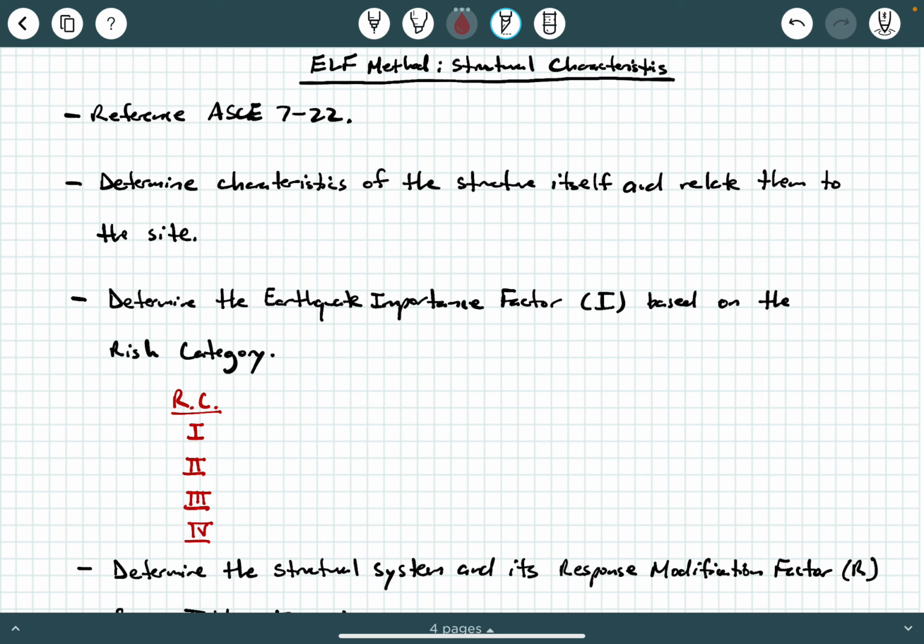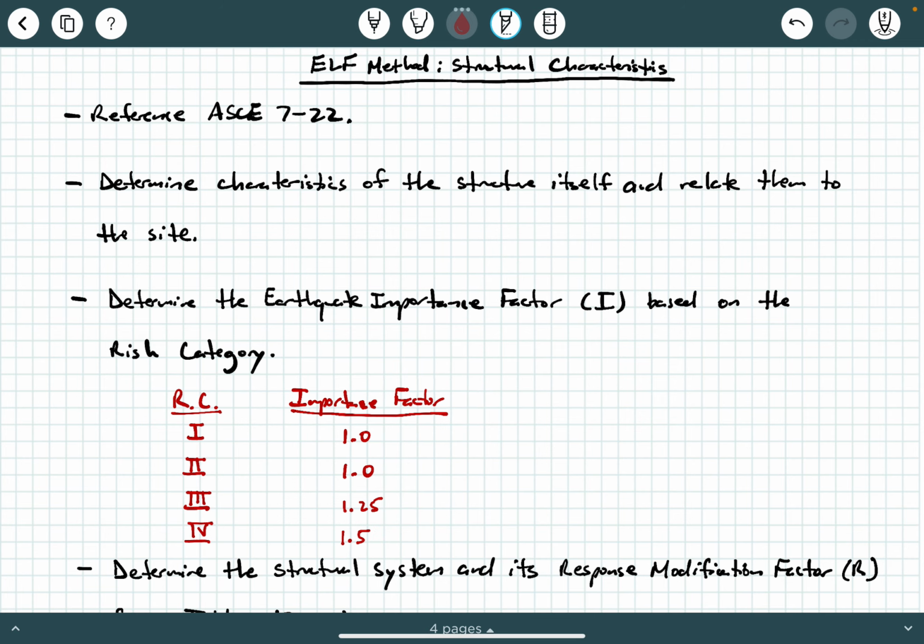So what are the importance factors for these risk categories? I'm going to make another column here: importance factor. The importance factor for risk category 1 and 2 is 1.0. Risk category 3 importance factor is 1.25, and risk category 4 importance factor is 1.5. So as you see, the importance factor increases as the risk category goes up. In the case of a hospital, risk category 4, you're going to have an importance factor of 1.5, more important.